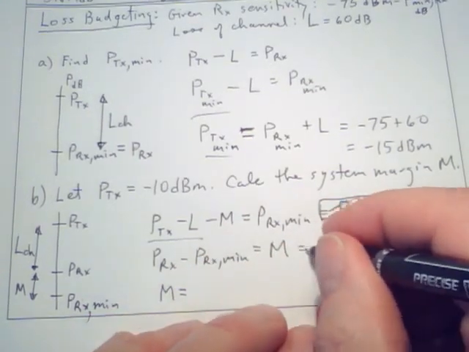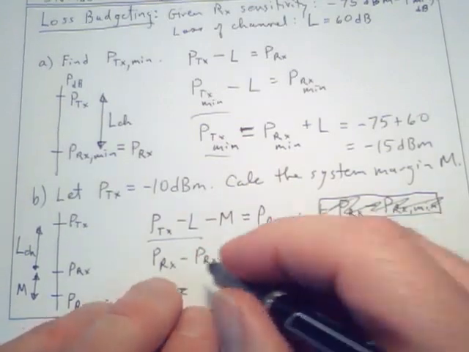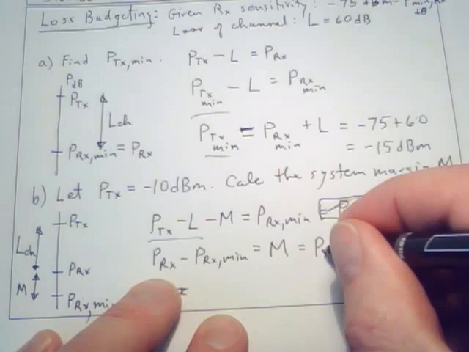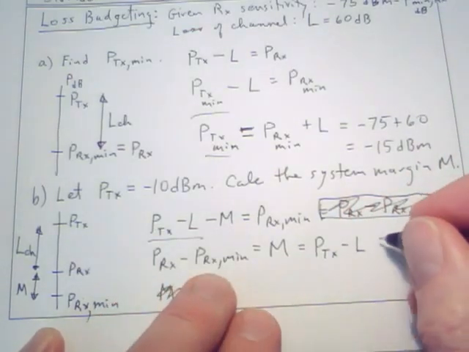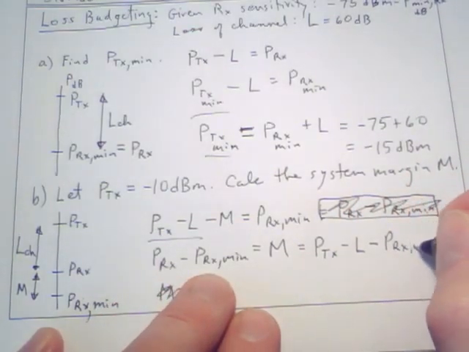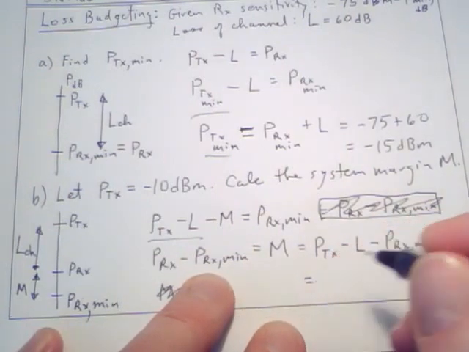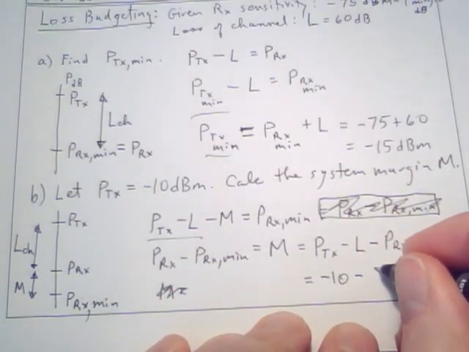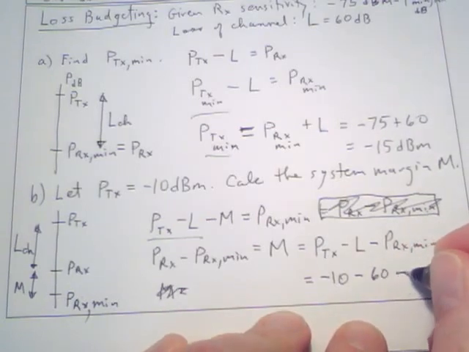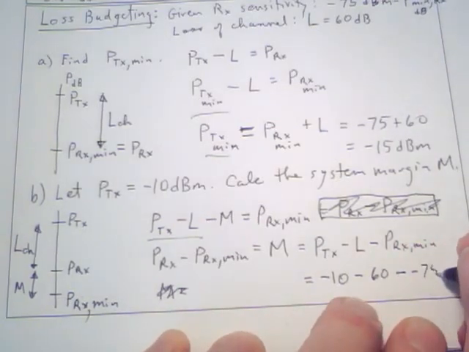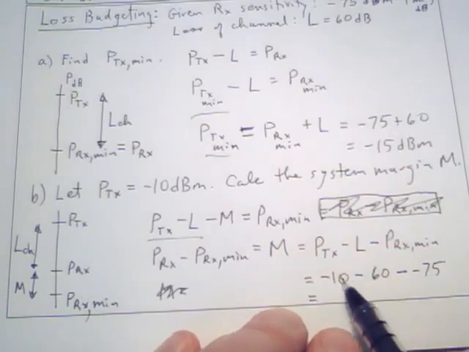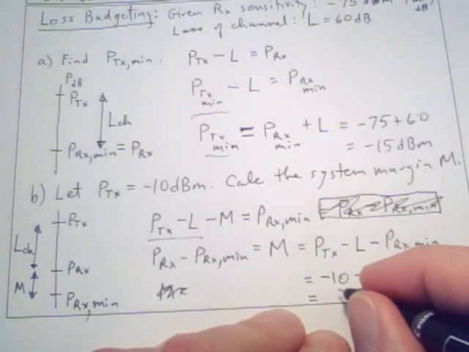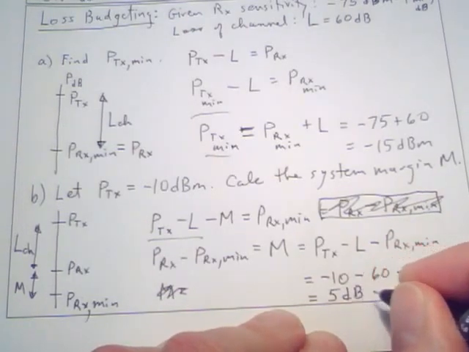Well, here I've solved for M. P received is P transmitted minus the loss of the channel, and then minus PRX min. And this is equal to the transmitted power minus 10 minus 60 minus negative 75, and that gives me, let's see, negative 70 plus 75 is 5 dB.